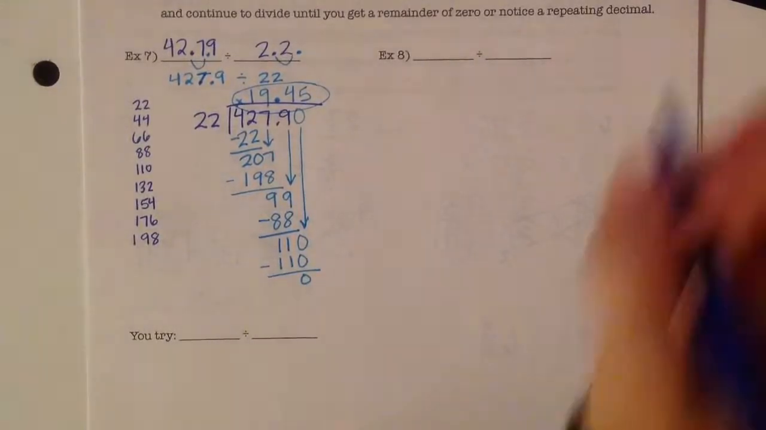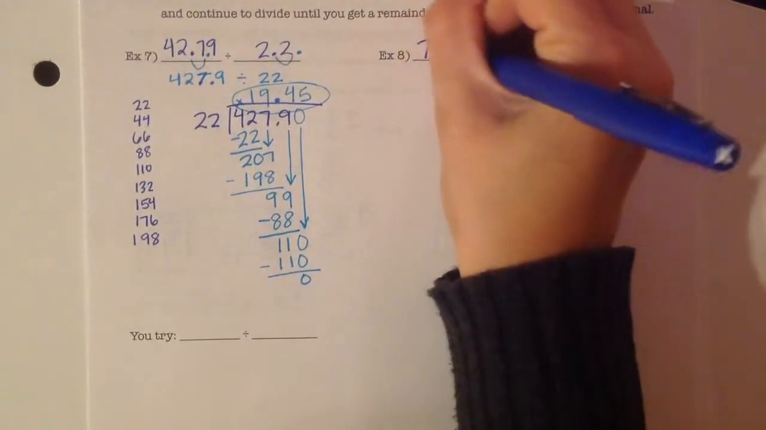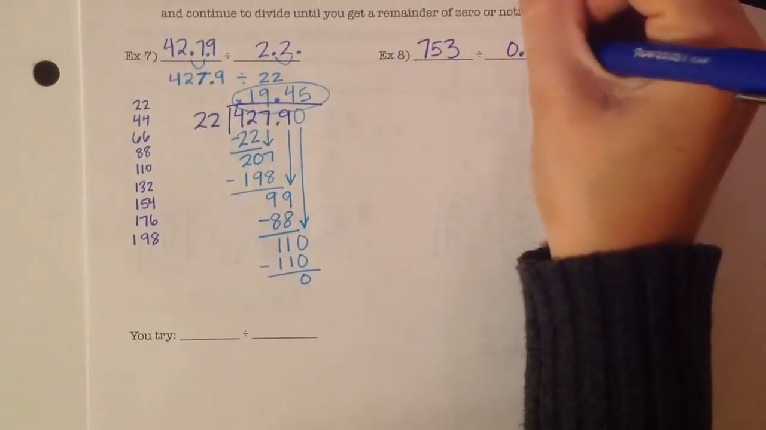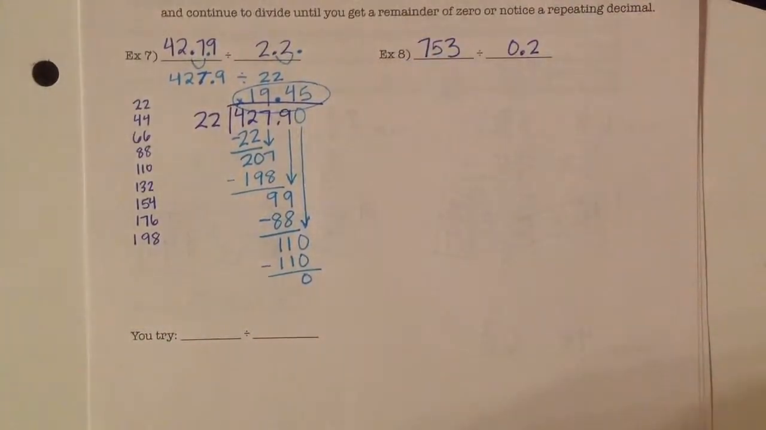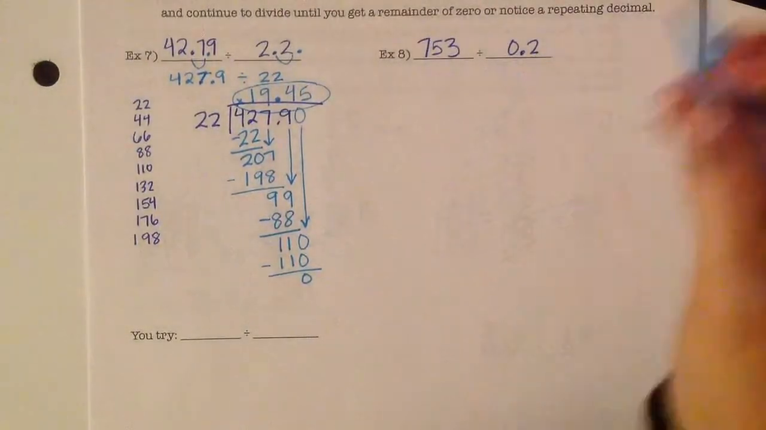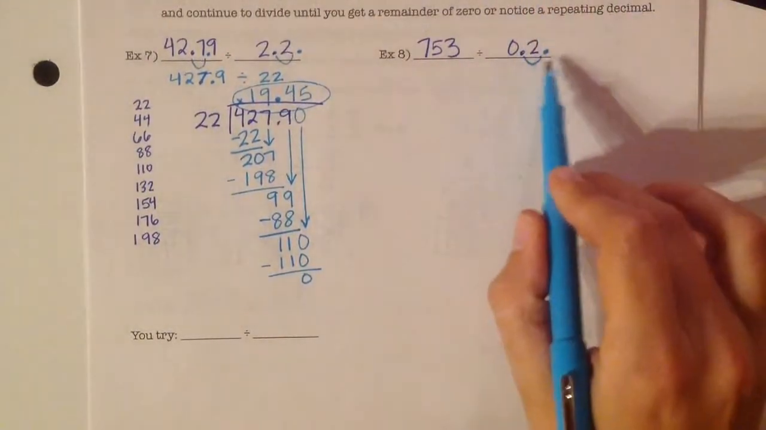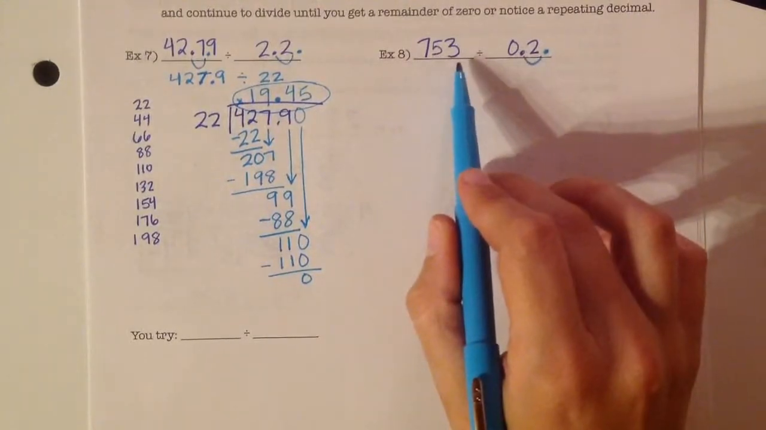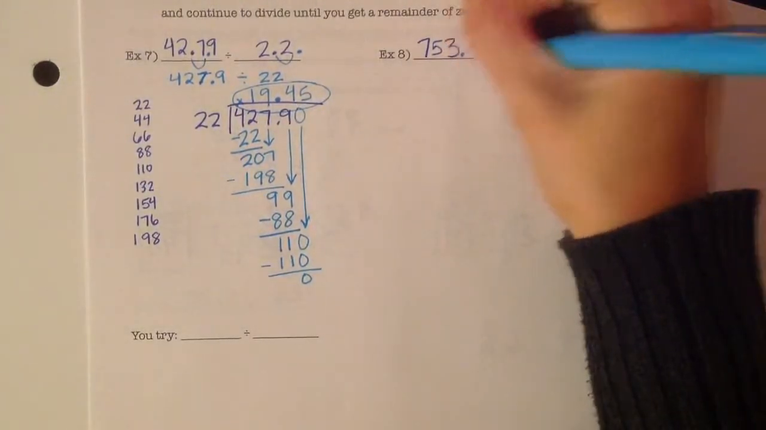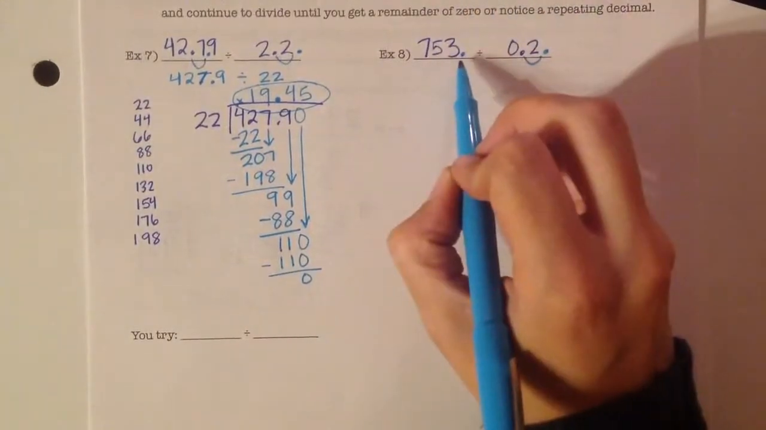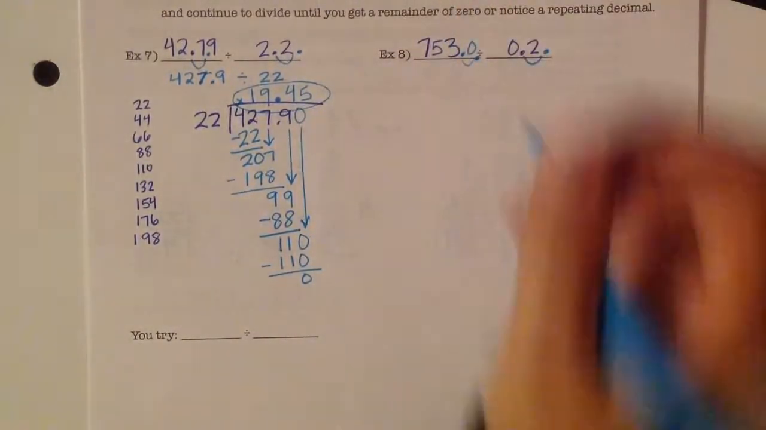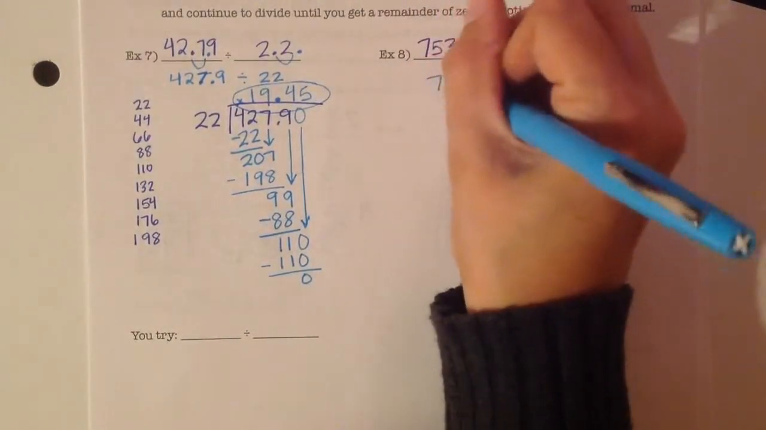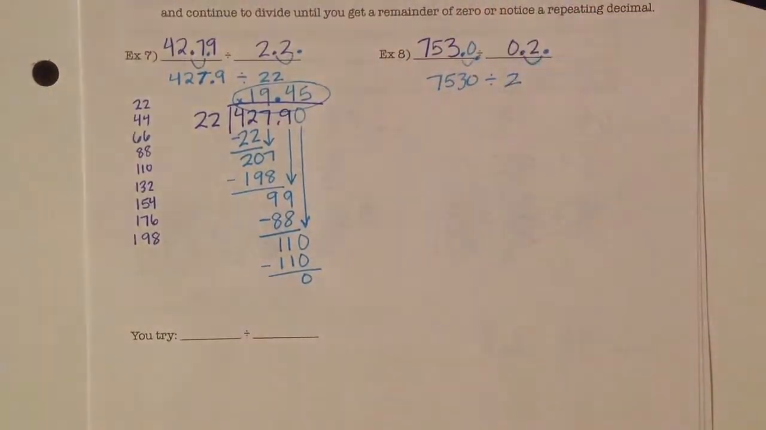Next example, we've got 753 divided by 2/10. So again, first step, it doesn't matter what the dividend is, it matters that the divisor has to be a whole number. So I'm going to move my decimal over once. If I move it once here, I have to move it once here. Well, there's no decimal here, but technically there's one here. So I can move this once, and I'm going to fill in that space with a 0. So basically I'm dividing 7,530 by 2. And then I'm going to write that out here.